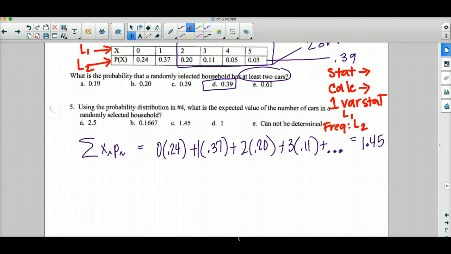So it will say list, and you put list 1, and then frequency is list 2. And you hit enter, and it should give you 1.45. I would do that if I had a really big data set. I'd let my calculator do it. Okay, were you happy campers with this? All right.